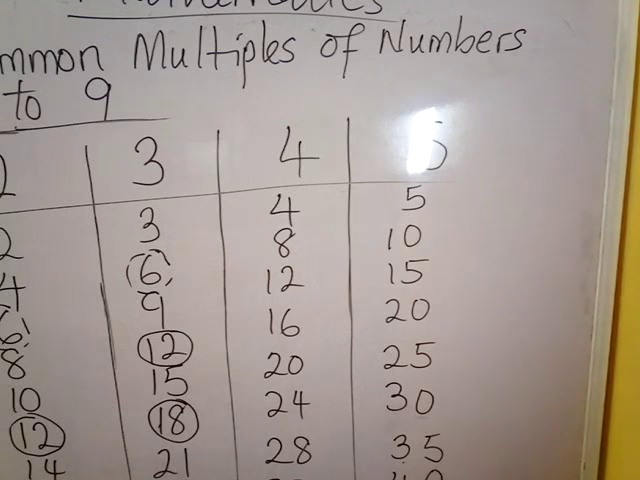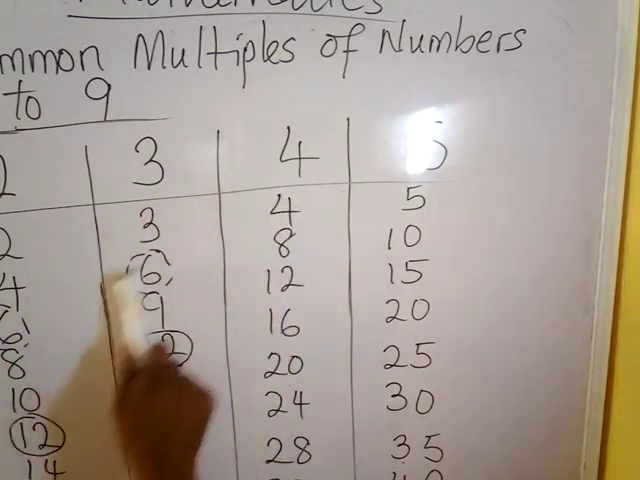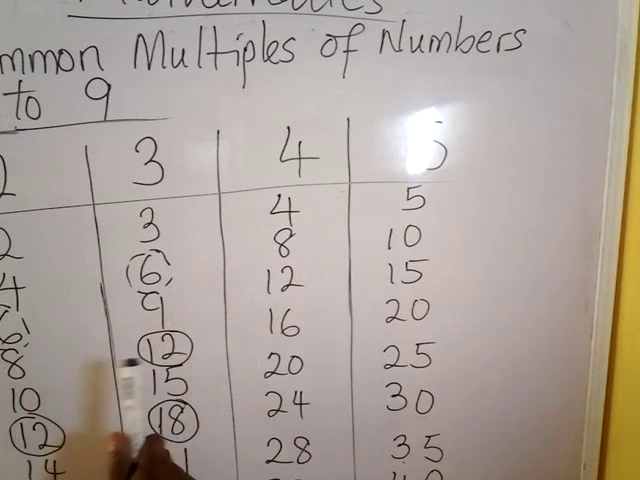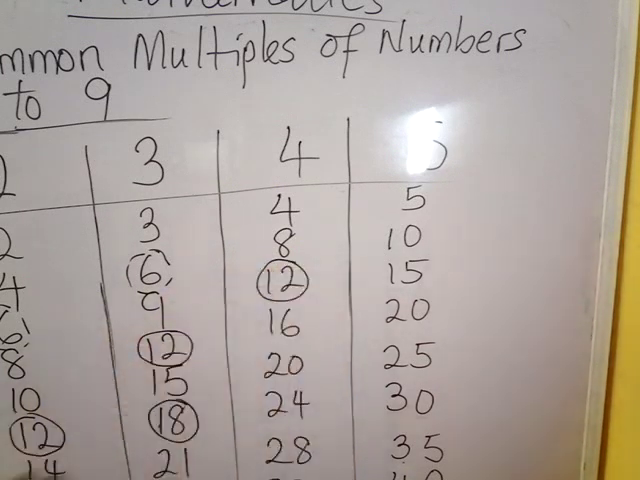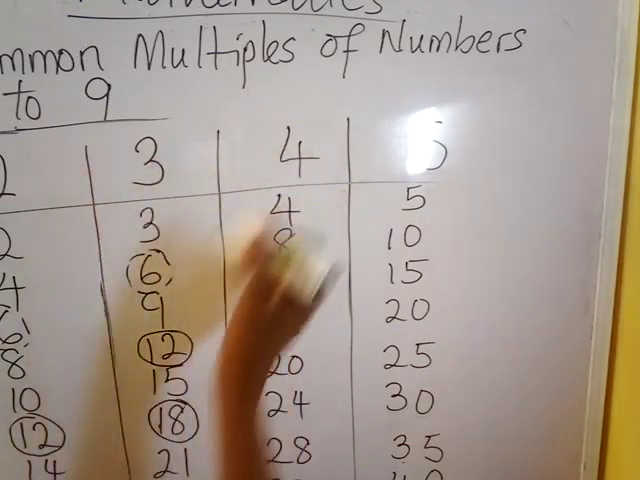Now let's go to 4 and 5. Let's see what we get. Okay, when we are done, let's do 3 and 4, then we can go to 4 and 5. Let's just keep comparing like that. So for 3 and 4, we have 3, we have 4, nothing. We have 6, 8, 9, 12, 12, 16. Wow, here we find 12 again. So 12 is a common multiple of 3 and 4.